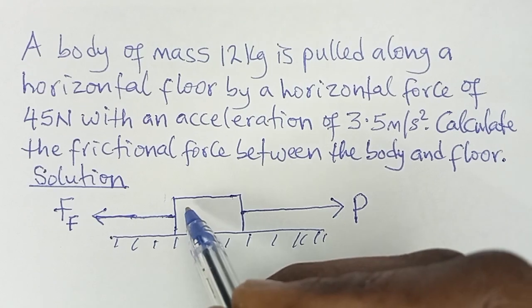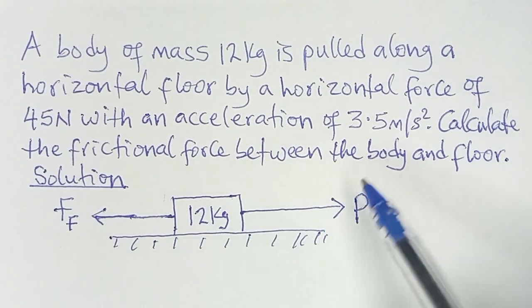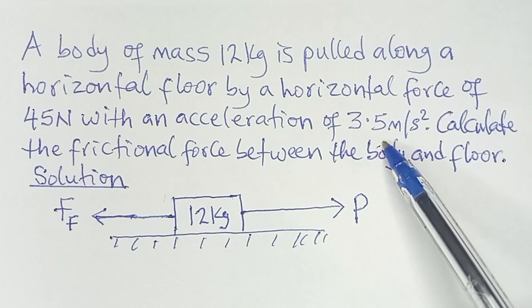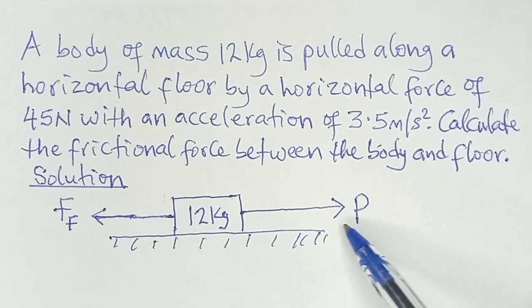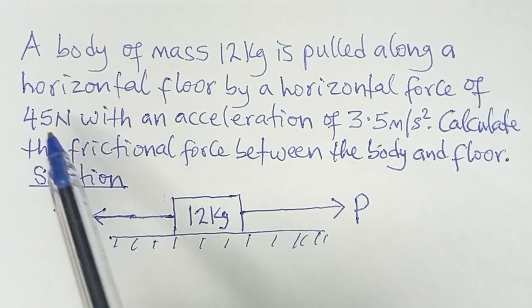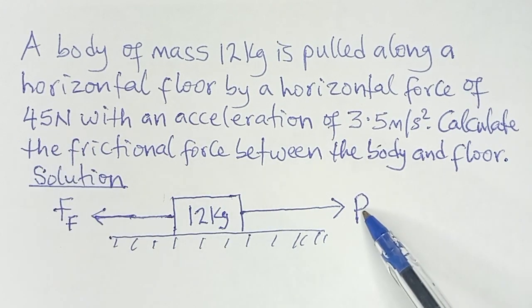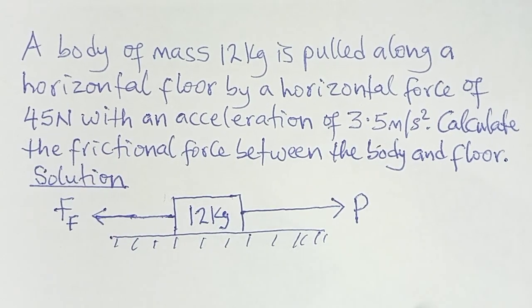And then we are told that the mass of the object is 12 kilogram, and that it moves with an acceleration of 3.5 meter per second square. Don't forget, the value of the force with which it is pulled is 45 Newton. That is, the value of P is 45 Newton. And we have to find the frictional force.